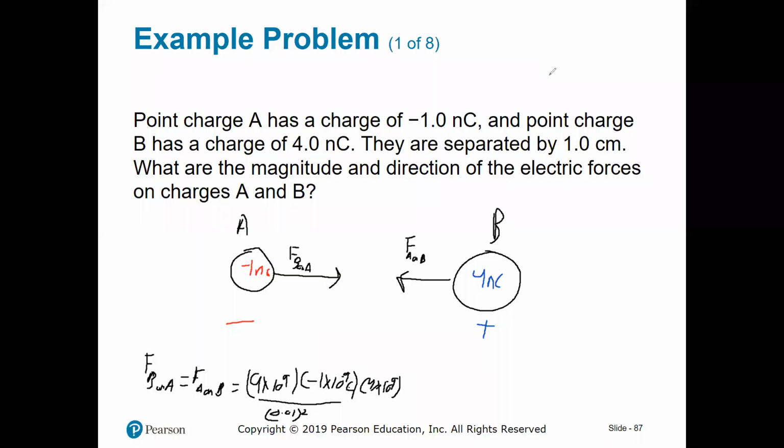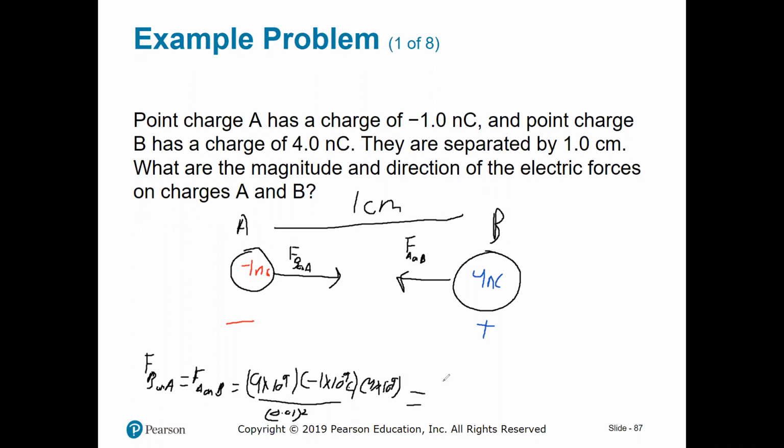Okay, this question I already have set up for us. It's another simple question like this, where we're given that the distance between them is 1 centimeter. One has a negative charge of -1 nanocoulomb, and one has a positive charge of 4 nanocoulombs. So we have an attractive force between these two, and we're just going to use Coulomb's law to calculate the force.